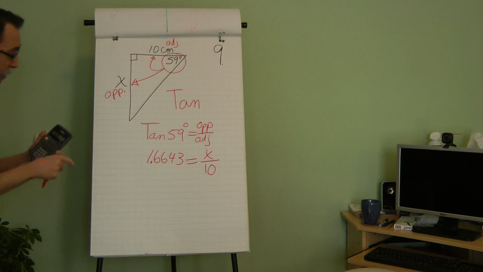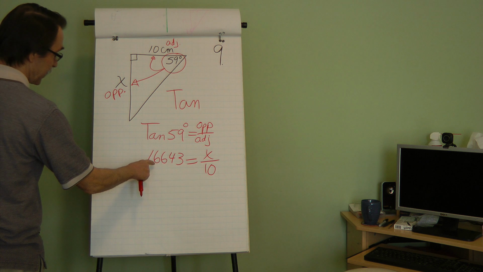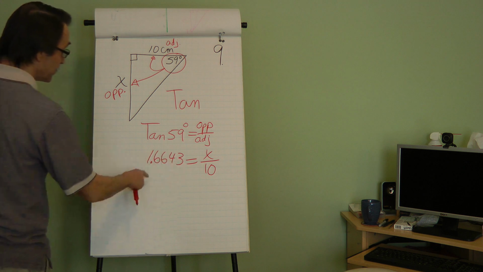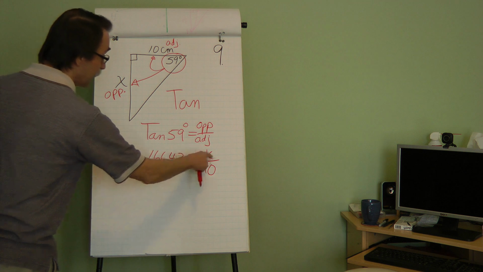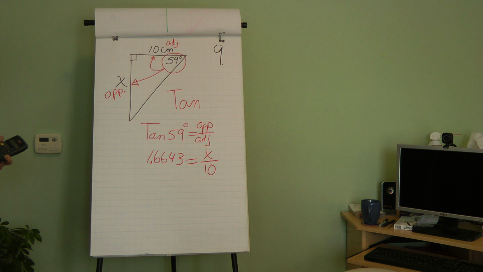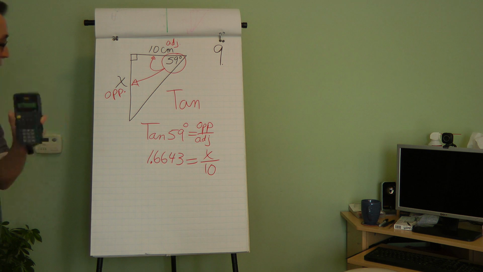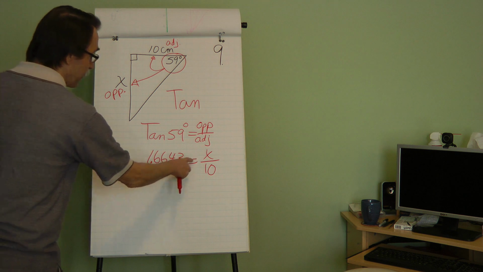Now I'm going to keep that number in my calculator. Now you know that by looking at your calculator, it doesn't say 1.663, it says 1.66429 and so on. But I'm just writing it down to 3 decimal places. But I'm still holding that long number in my calculator. Now I need to solve for x.